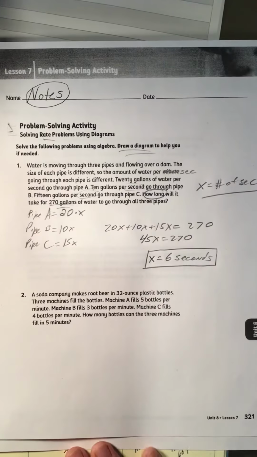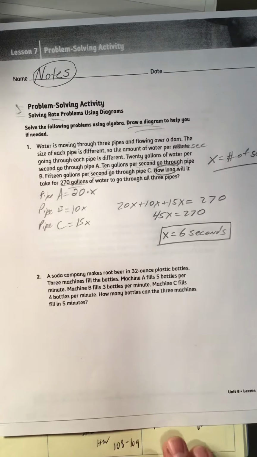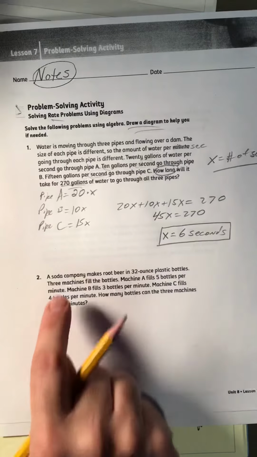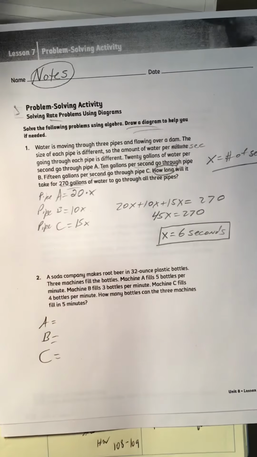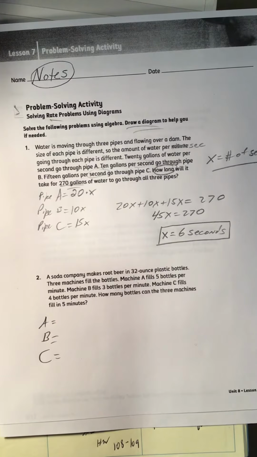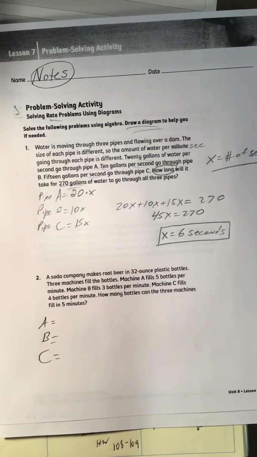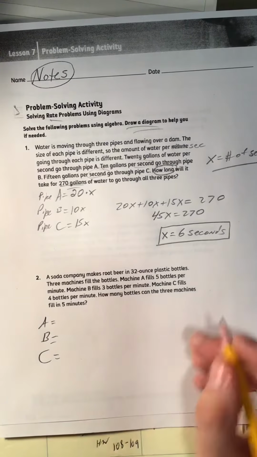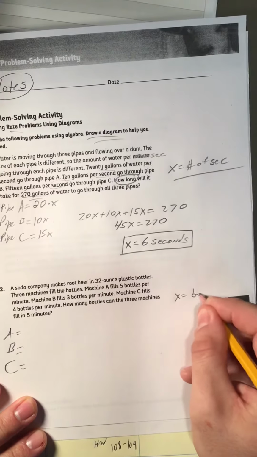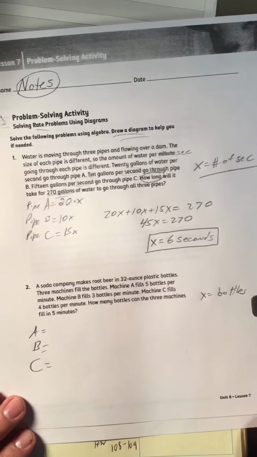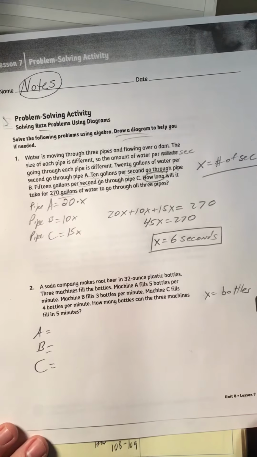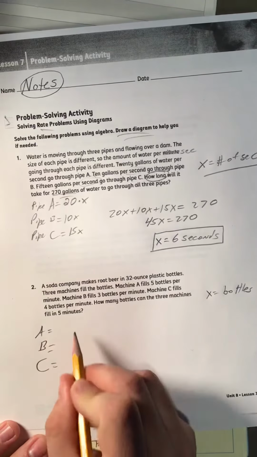Problem number 2. A soda machine makes root beer in 32-ounce plastic bottles. You're having 3 machines. Looks like it's machine A, B, and C. Just like the pipes, I want to label them A, B, and C. Machine A fills 5 bottles per minute, B is 3 bottles per minute, and C is 4 bottles per minute. How many bottles? This time I'm going to use X for how many bottles, the total number of bottles. How many bottles can I get in 5 minutes?